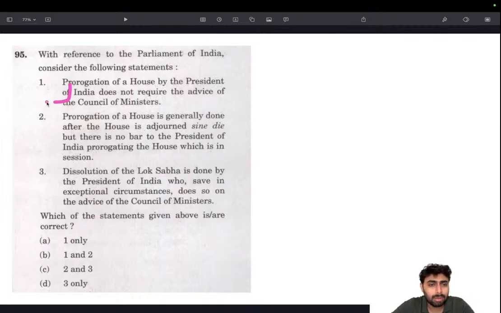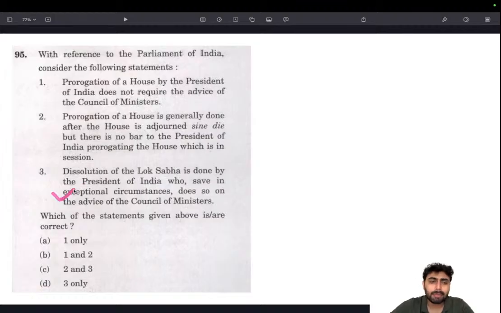So this is wrong. Prorogation of a house is generally done after the house is adjourned sine die, but there is no bar to the President prorogating the house. This is true. Usually it's done like that, but there is no bar to the President doing that. Dissolution of Lok Sabha is done by the President, who, save in exceptional circumstances, does so on the advice of the Council of Ministers. This is mostly the case.